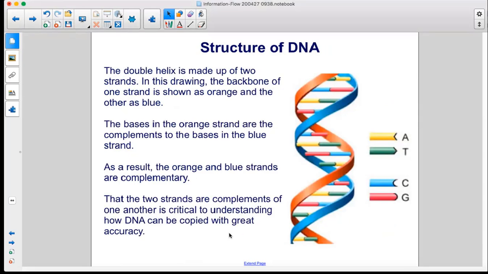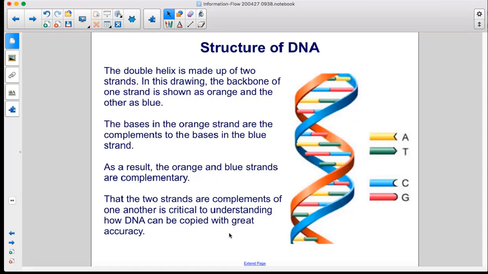The double helix is made up of two strands. In this drawing, the backbone of one strand is shown as orange and the other as blue. The bases in the orange strand are the complements to the bases in the blue strand. As a result, the orange and blue strands are complementary.